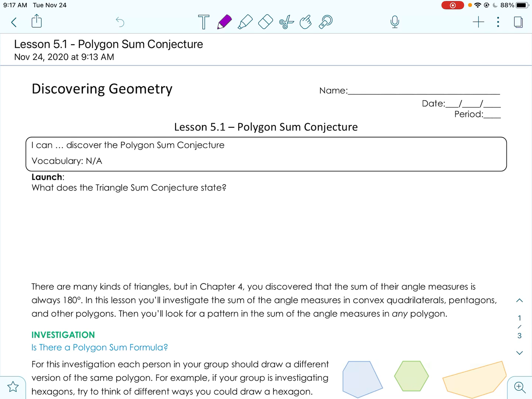So before we get started, why don't you take a second to go over the launch activity and define the triangle sum conjecture, and then unpause the video and we will go over it.